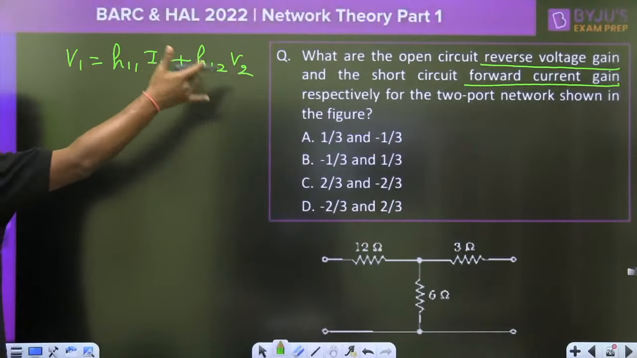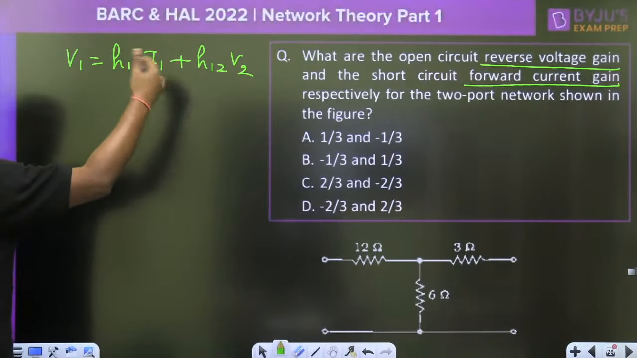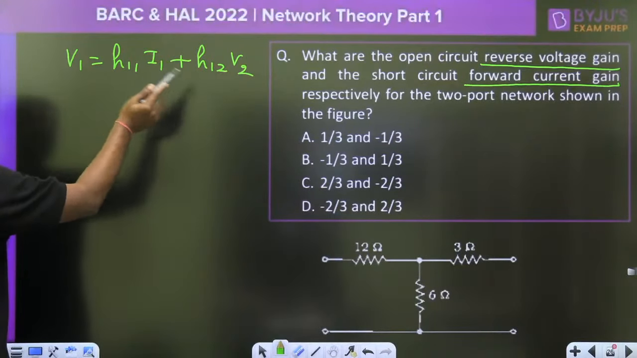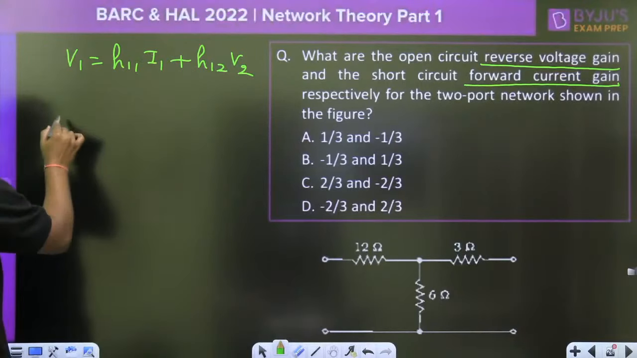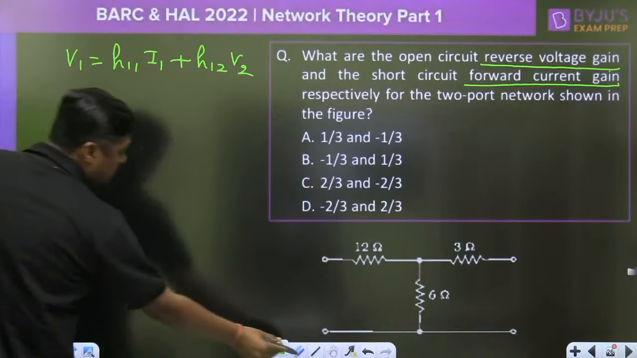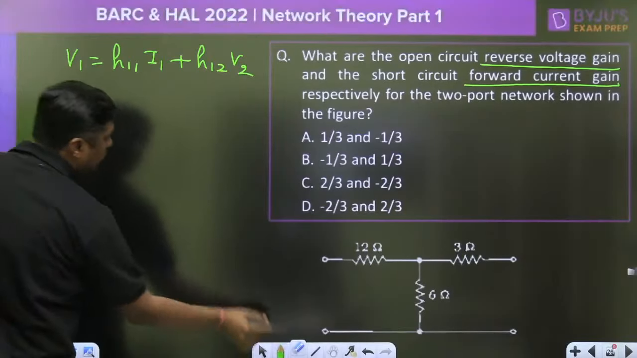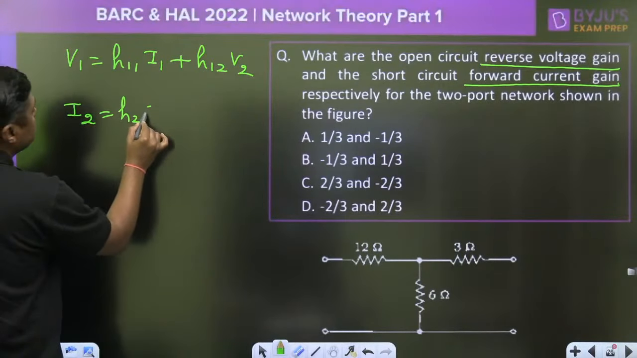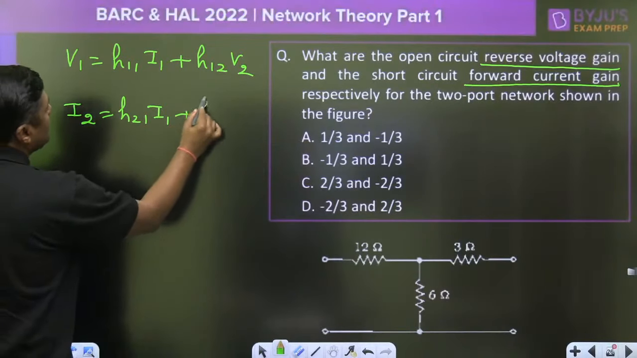This time, that is the change in language, a simple change in language. They can simply ask what is the H11 or H12, but this time as reverse voltage gain, forward current gain. Then the second equation is I2 is equal to H21 I1 plus H22 V2.